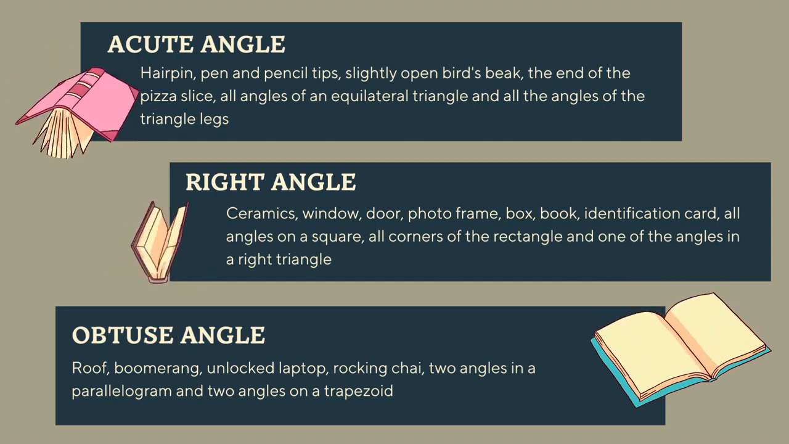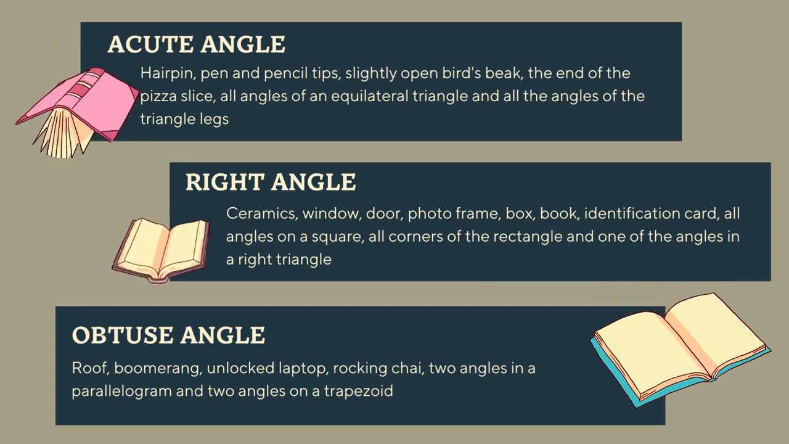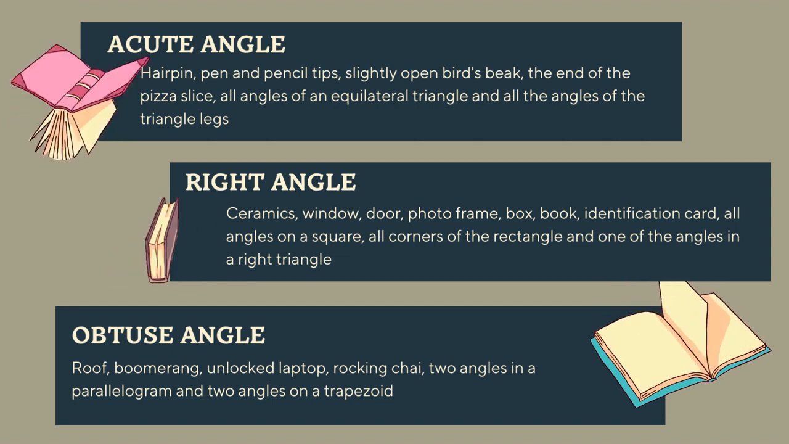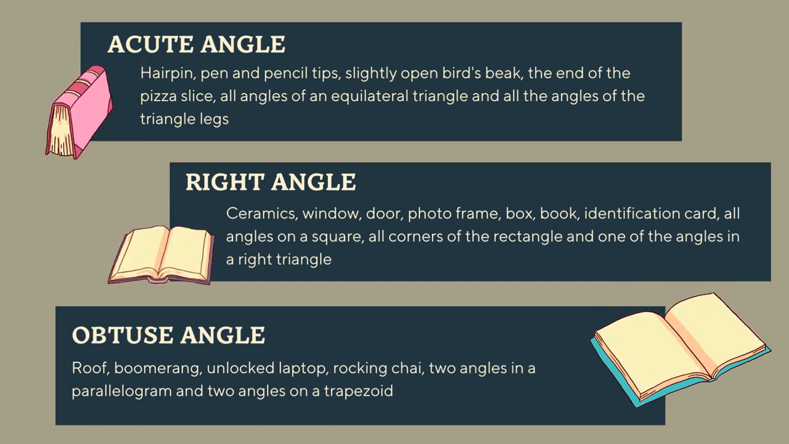Next is right angle. There are ceramics, window, door, photo frame, box, book, identification card, all angles of a square, all corners of the rectangle, and one of the angles in a right triangle. Next is obtuse angle. There are roof, boomerang, unlocked laptop, rocking chair, two angles in a parallelogram, and two angles on trapezoid.